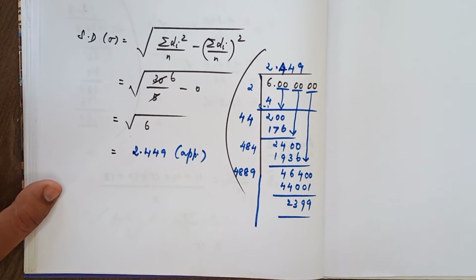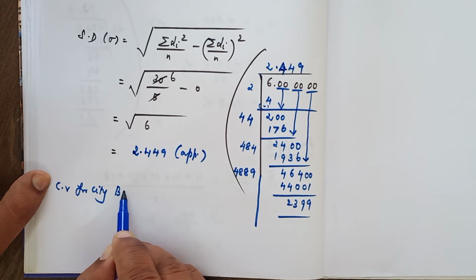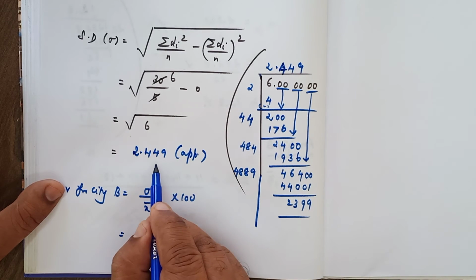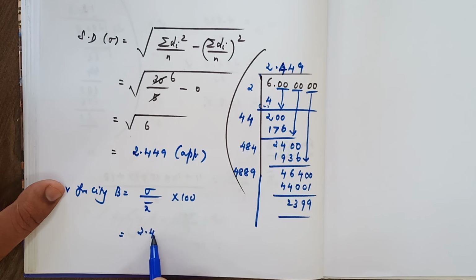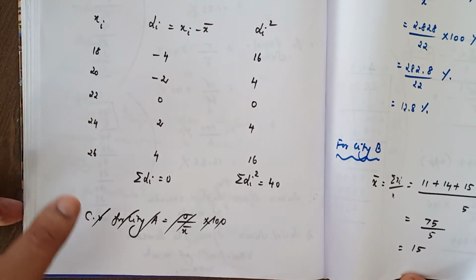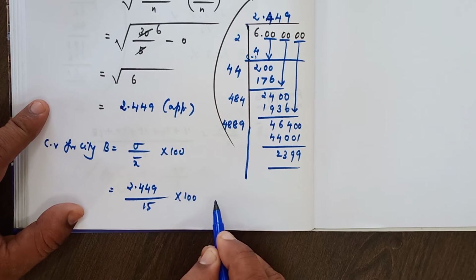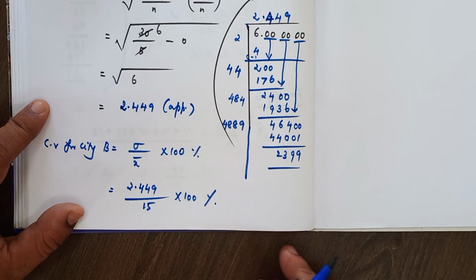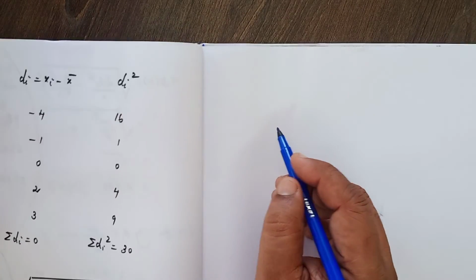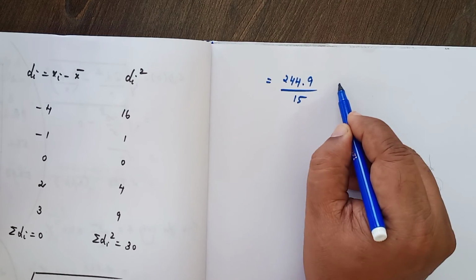Now we can find out the coefficient of variation, CV, for city B. The formula is sigma by x bar into 100. This is the standard deviation, sigma: 2.449 divided by x bar. X bar is equal to 15. Into 100 percentage. 2.449 into 100 equals 244.9, divided by 15 percentage.